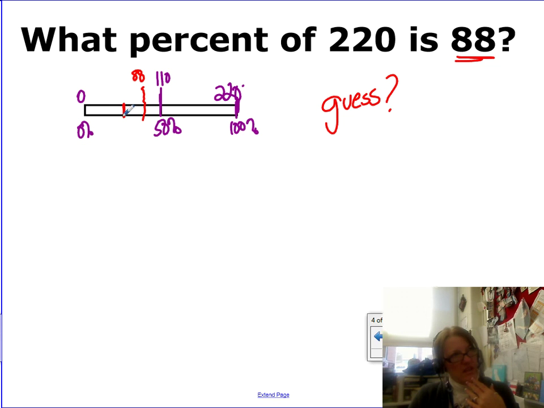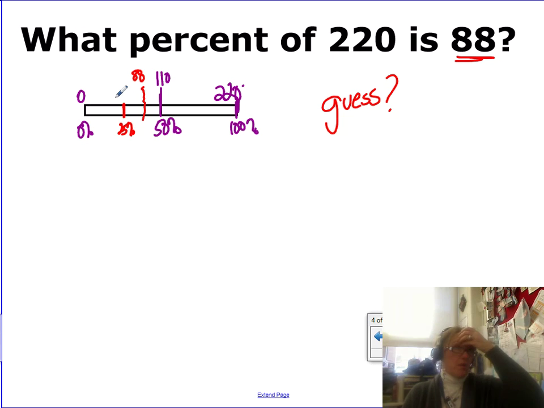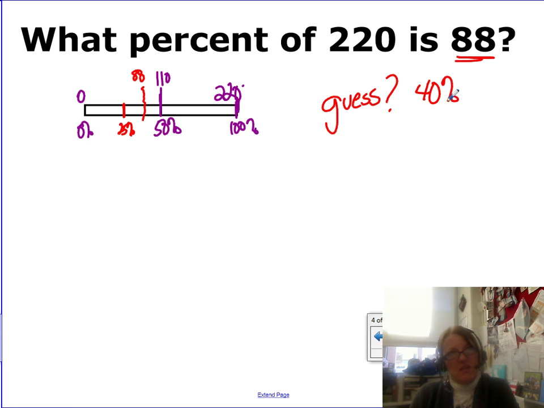88, you know, I'm more than halfway up to the 50%. So like here, that would be 25%. And I know this would probably be more in 50 land. So 88 land is definitely pushing. So maybe I'm in the 40% range, somewhere in there. Let's check, see what happens.